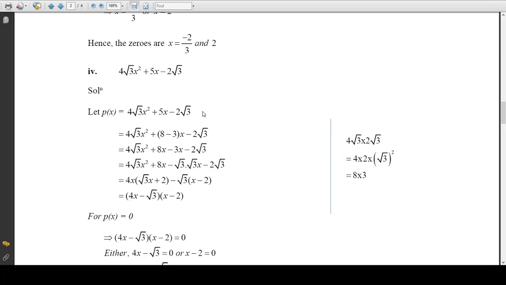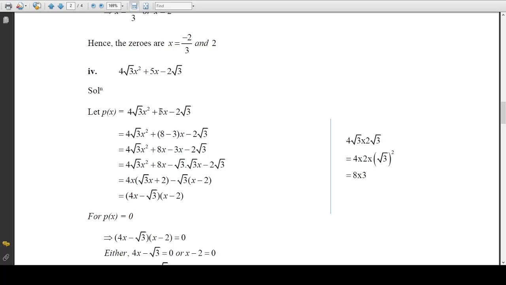In number 4 we have 4 root 3 x square plus 5x minus 2 root 3. Here also you will do by splitting the middle term. Now, what is the coefficient of x square? It is 4 root 3. You have to multiply the coefficient with the constant, which is 2 root 3, isn't it? Now 4 multiply 2 multiply root 3 is root 3 square. That means 4 multiply 2 is 8, 8 multiply 3.